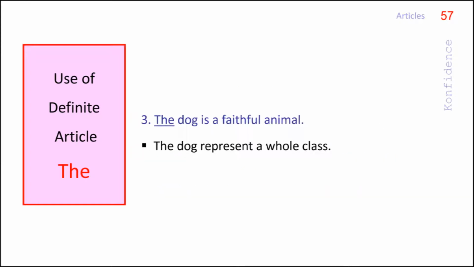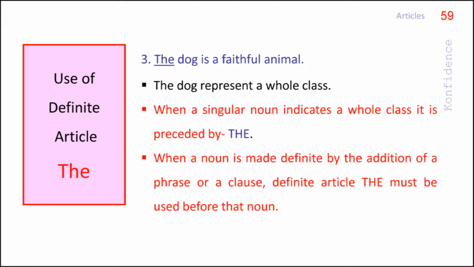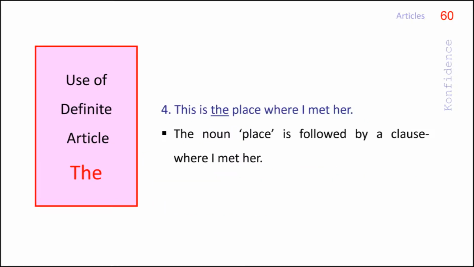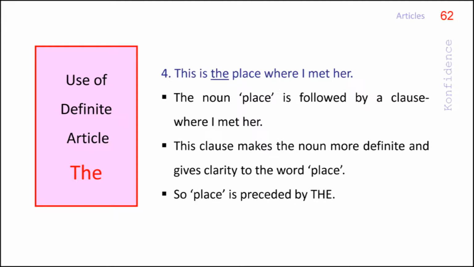In the third sentence, the dog represents a whole class. When a singular noun indicates a whole class, it is preceded by the. When a noun is made definite by the addition of a phrase or a clause, definite article the must be used before that noun. In the fourth sentence, the noun place is followed by a clause where I met her. This clause makes the noun more definite and gives clarity to the word place. So, place is preceded by the.